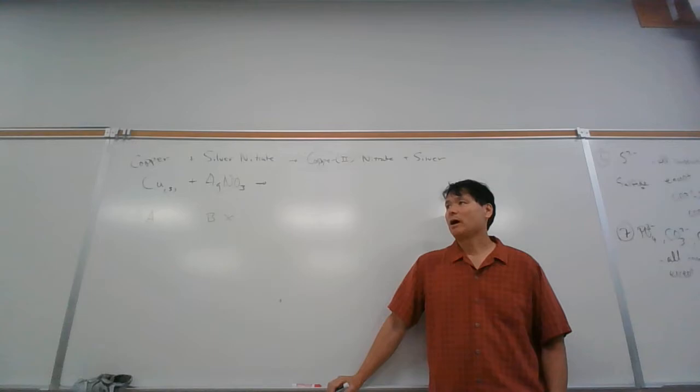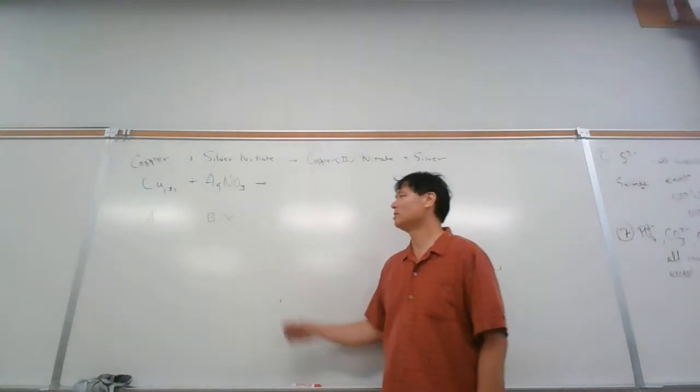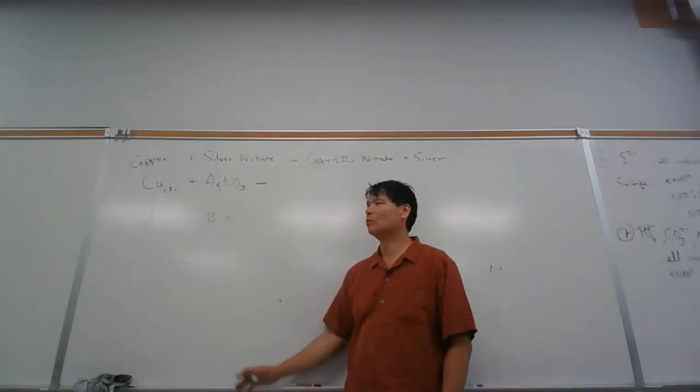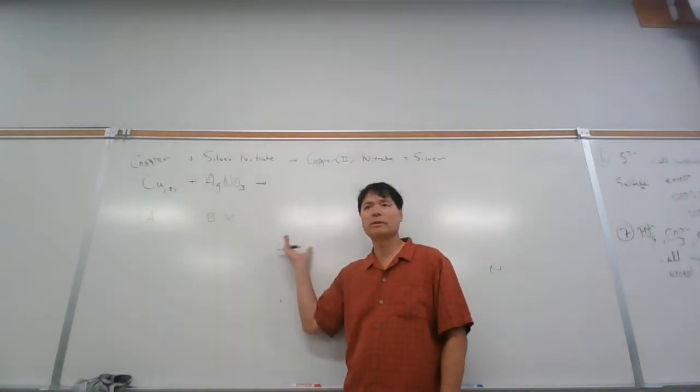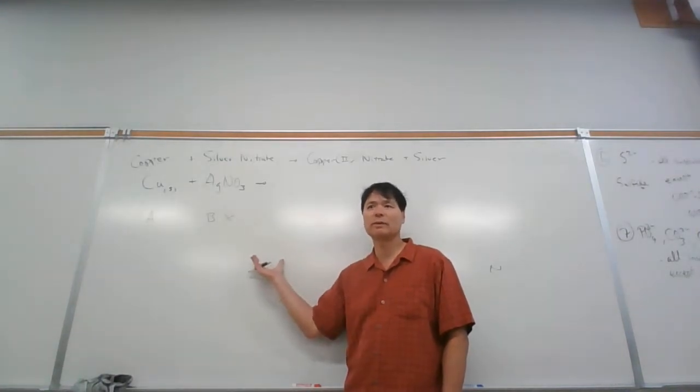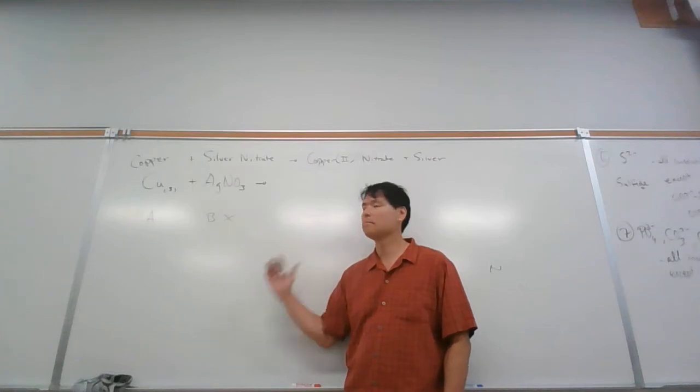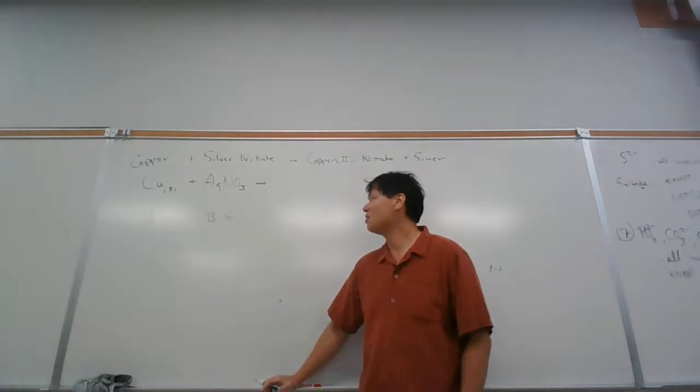If we did form copper 1, then either we'll just mix it together and not balance it, or we'll have two separate equations. The two separate equations would be one equation forming copper 1 nitrate, the other equation forming copper 2 nitrate. And it depends on how good.